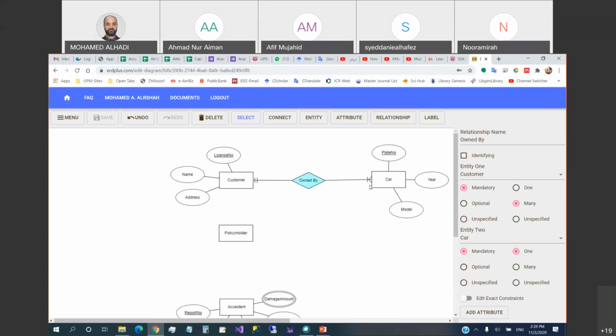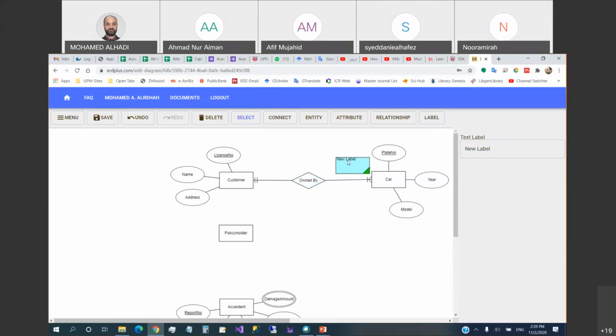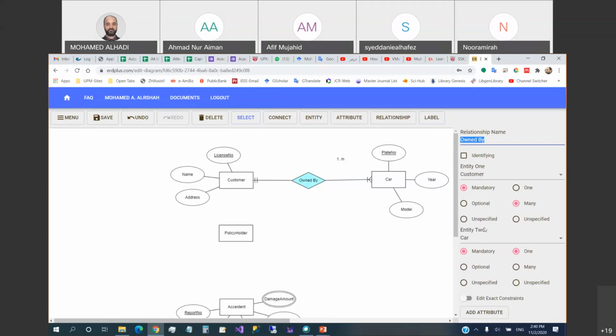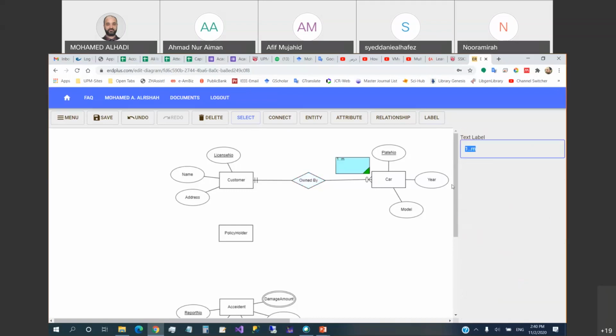Okay, if this one is mandatory many, I will try to put a label here to explain. So this one is called one or many, because this one is mandatory. But if this one is optional, it will show the O, right? So this one is supposed to be zero or many. So it's optional. The customer could have no cars and also could have one car or many cars. This is more advanced information we could draw on our diagram.